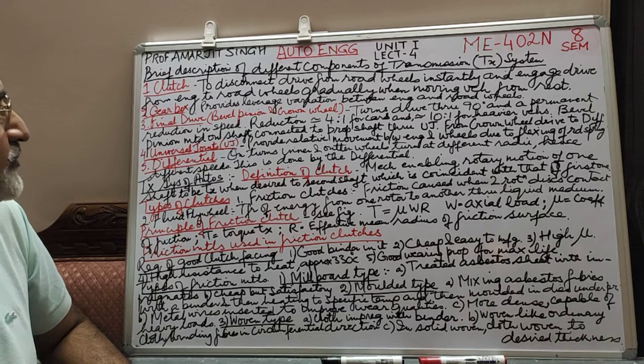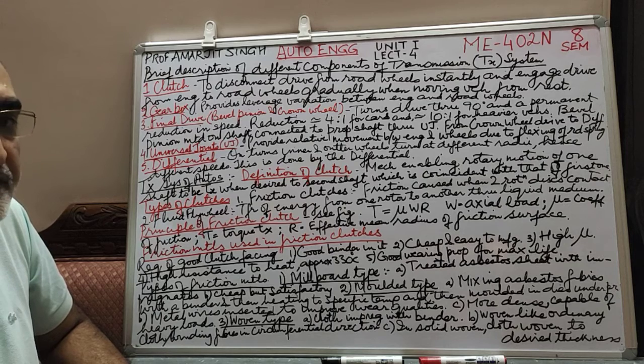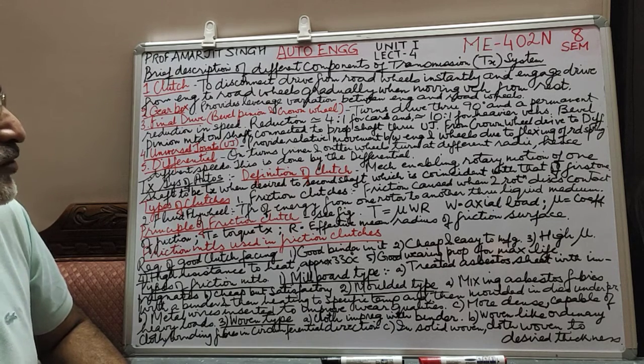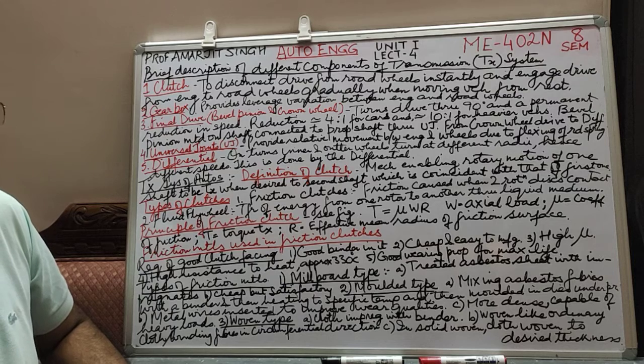What is the function of the clutch? The function of the clutch is to disconnect drive from the road wheels instantly and engage drive from engine to the road wheels gradually when moving the vehicle from rest. You must have all used a clutch, whether it be on a two-wheeler or four-wheeler, and would be conversant.